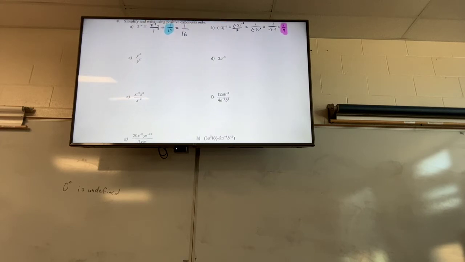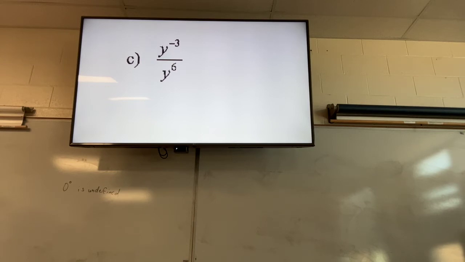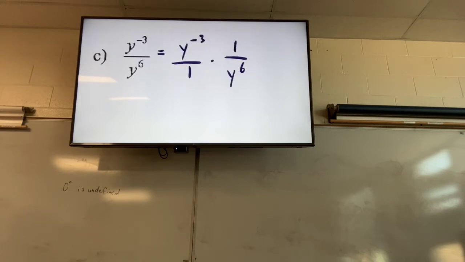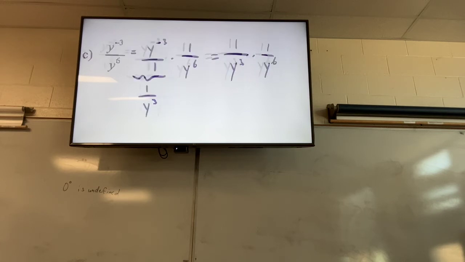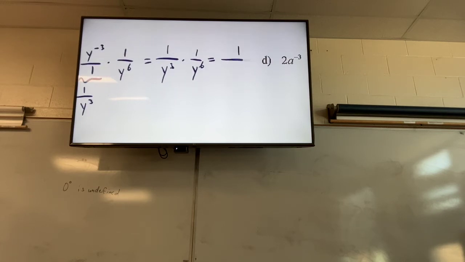Move on to part C. Not a bad idea to rewrite this as y to the negative 3 over 1 times 1 over y to the 6. Then this first one becomes 1 over y cubed. So our expression equals 1 over y cubed times 1 over y to the 6th. That's 1 over y cubed times y to the 6th, and using my power rule or product rule, that's 1 over y to the 9th.